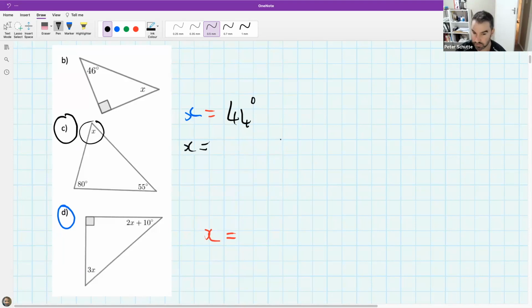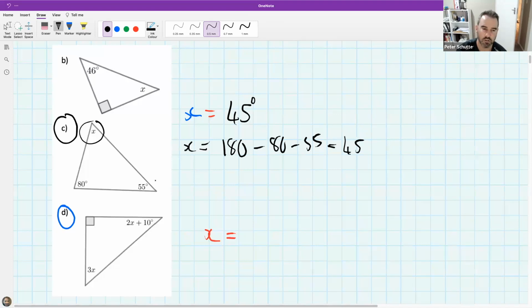I suspect you've used the fact that all triangles add up to something. No matter what triangle you have, a triangle will always add up to 180. So you would go 180 minus 80 minus 55, and then I don't think it's going to be 44. It feels to me like it should be something different. It should be 45. Yeah, 45, because you go 180 minus the 80 minus the 55.